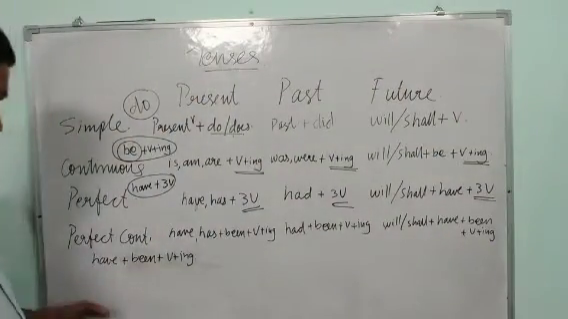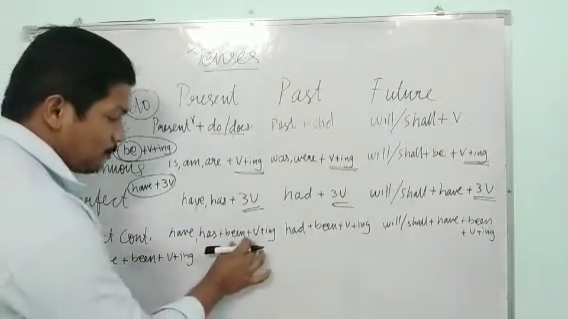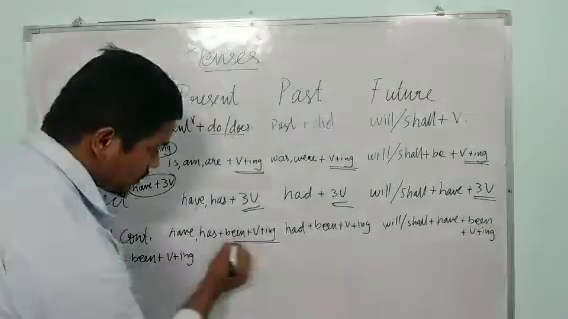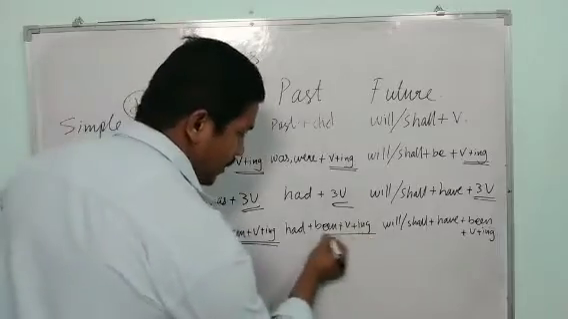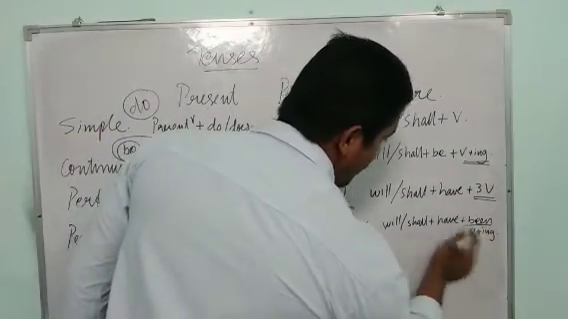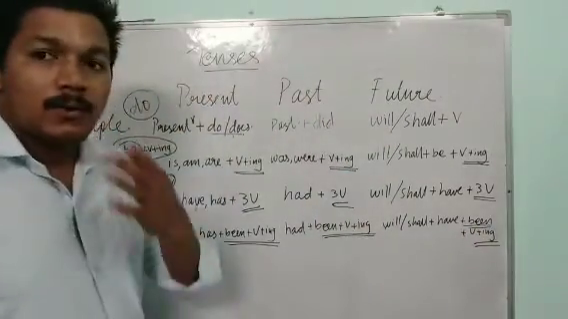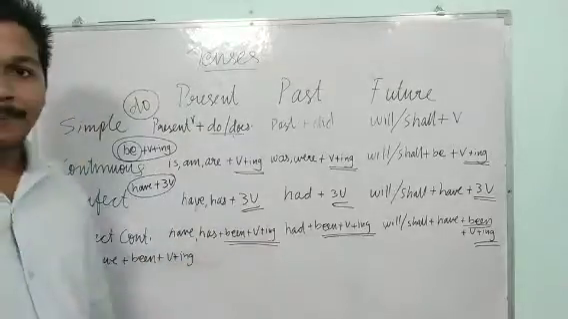Okay. So here you can understand that there will be one have form verb, then been plus verb plus ing. This much is common. Been plus verb plus ing. This much will be there.